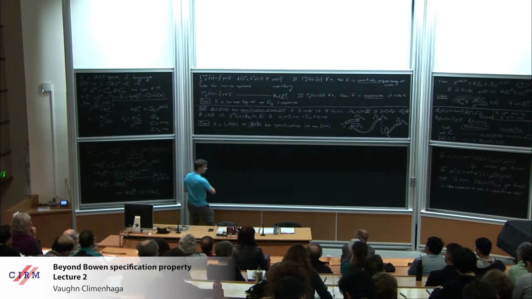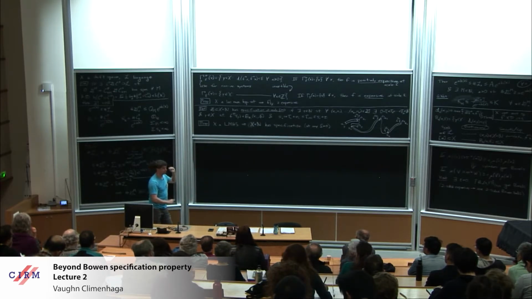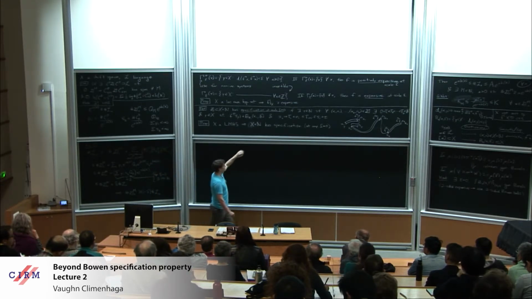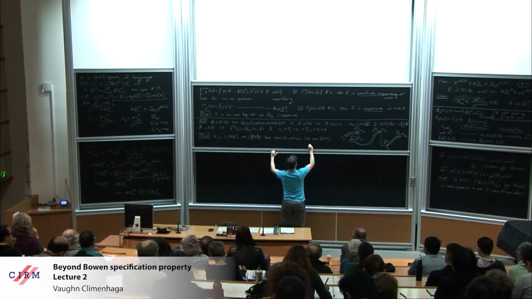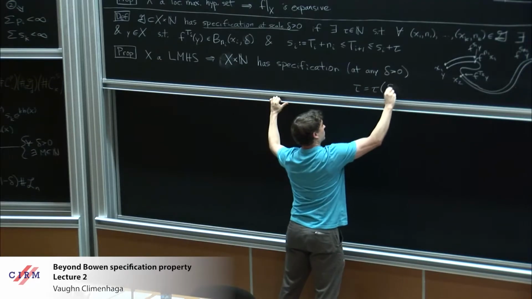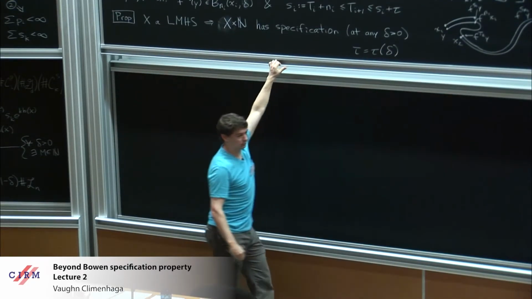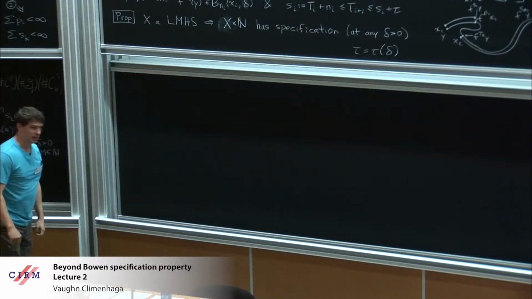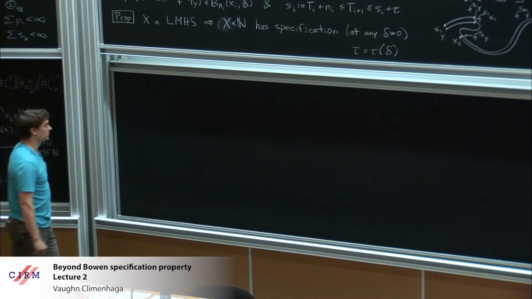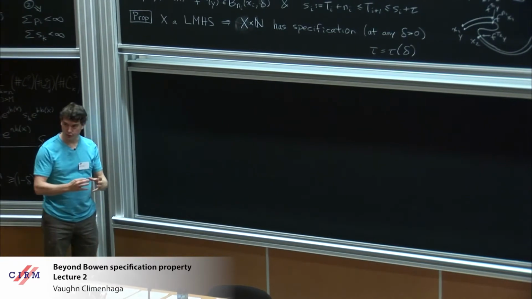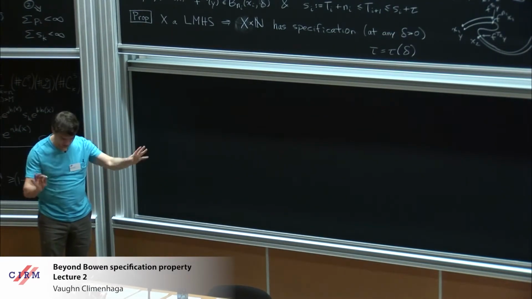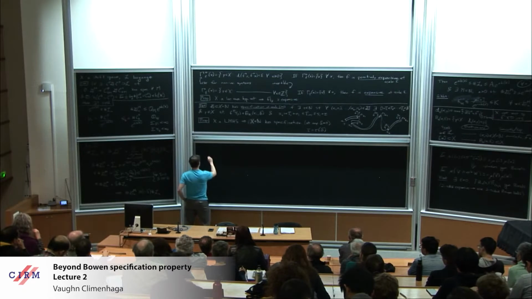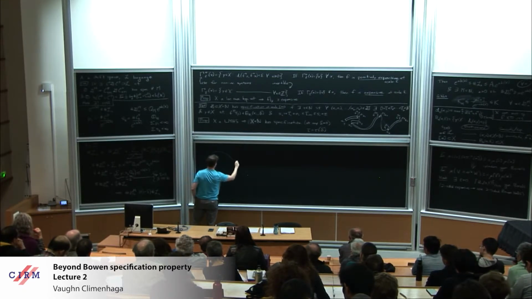And then tau does not depend on delta? Oh, tau depends on delta. Yes, yes. Tau depends very much on delta. And it will be clear from the proof why. So the core of the proof is just a one-step or two-step shadowing. Suppose I have two orbit segments.